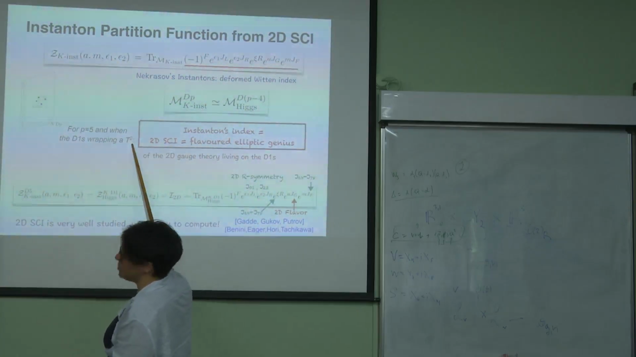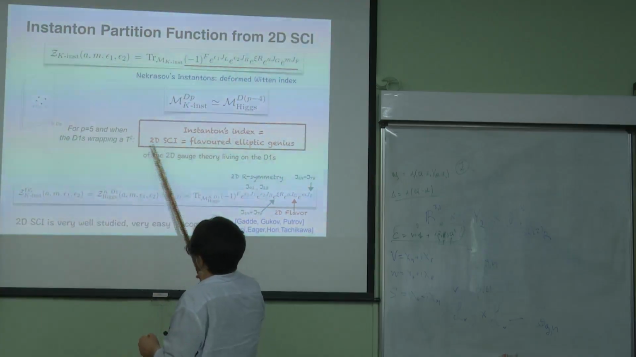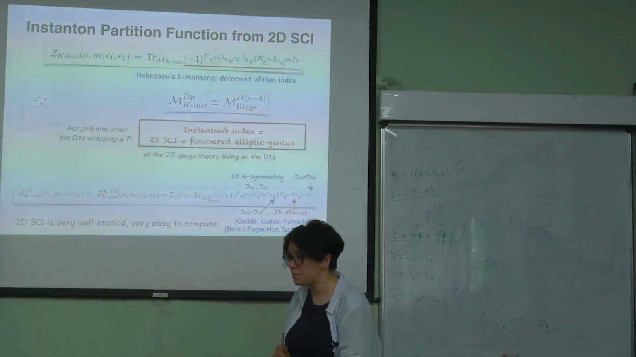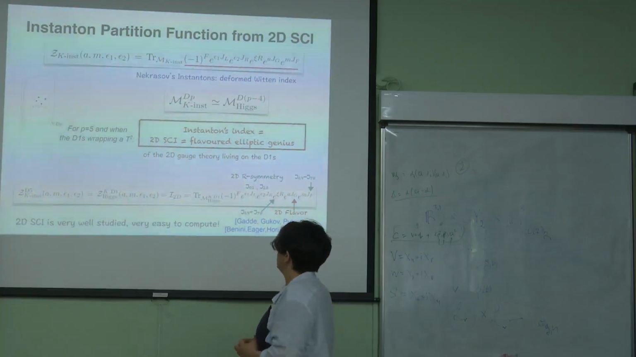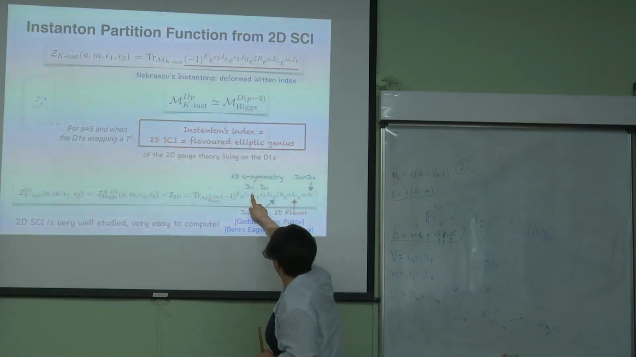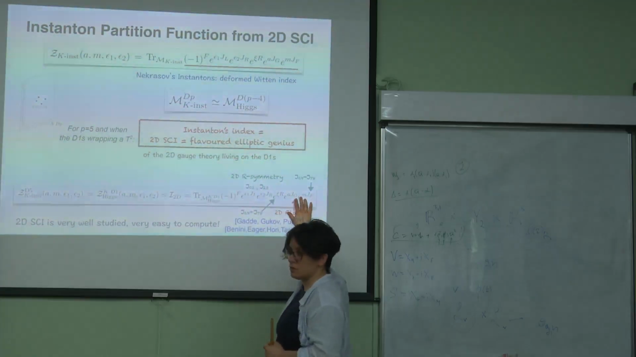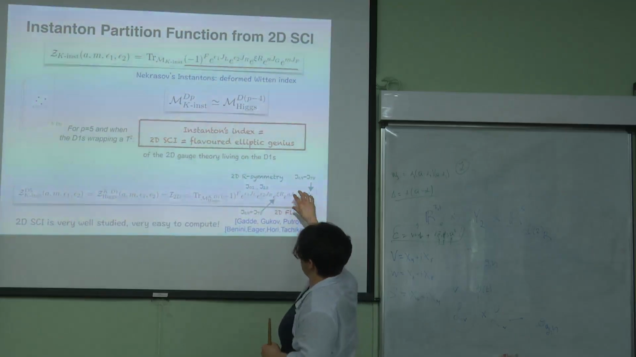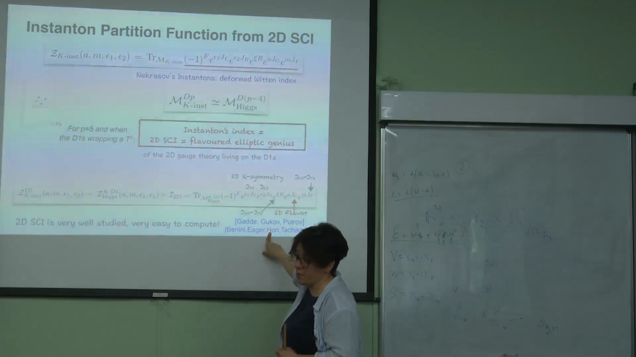Let me put it on a T2. So the D1s will be wrapping the T2. And this instanton index is now becoming a 2D superconformal index of the gauge theory that lives on these D1 branes. To do things nicely, you should also go very slowly and identify all of these things with the 10-dimensional generators that you have, and you can do this. And the moment I have made this parameter identification, I can just go and copy all your papers.